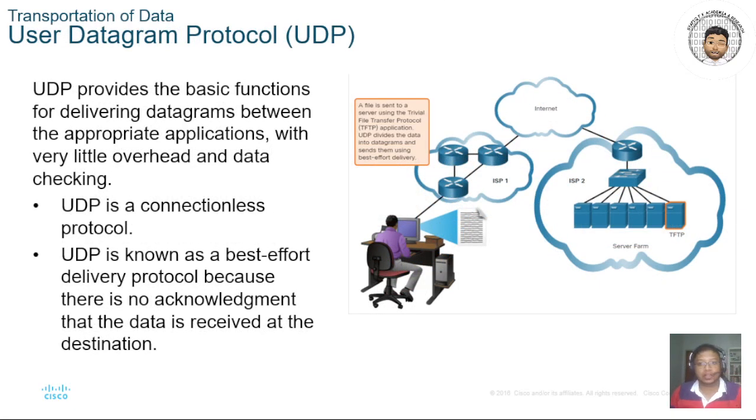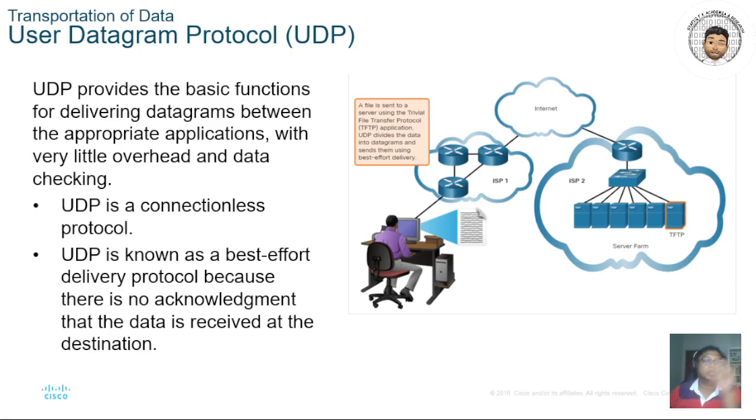Okay, next protocol is what we call the User Datagram Protocol, or UDP. UDP provides the basic functions for delivering datagrams between the appropriate applications with very little overhead and data checking. This is the point here. You see that TCP does a lot of overhead and a lot of data checking to confirm whether the data has been sent or not. However, UDP has almost no data checking involved.